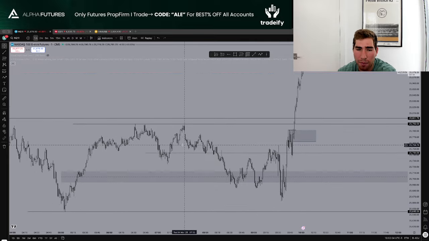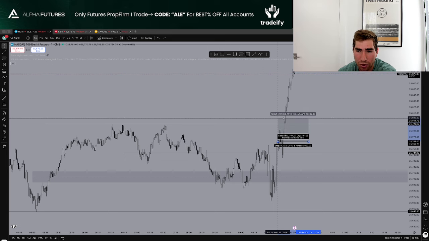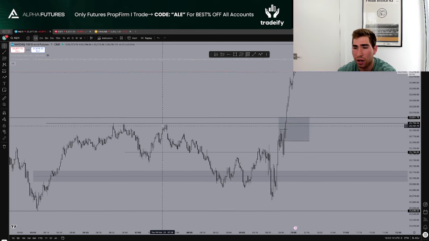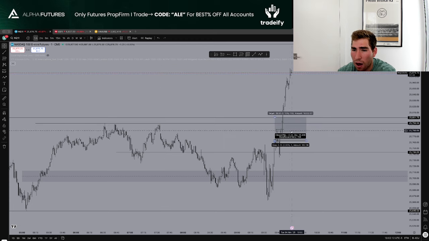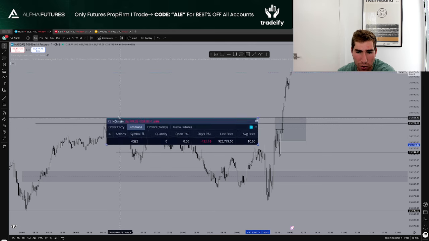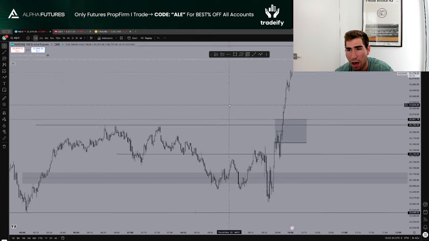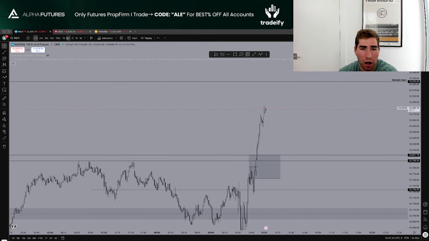Overall, I'm very happy with this trade, right? Obviously, it would have been nice to hold to London highs, but I don't care much about that, right? Pretty happy with the day. Like I said, lost around $120 or literally 5 points on the Nasdaq. So I'm pretty happy about that. Overall, not a bad day in the market.